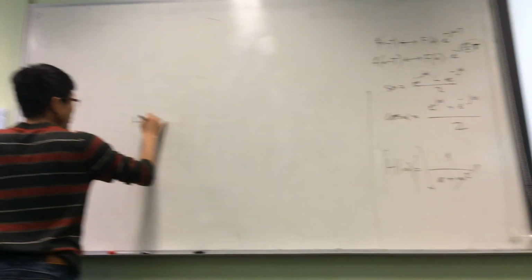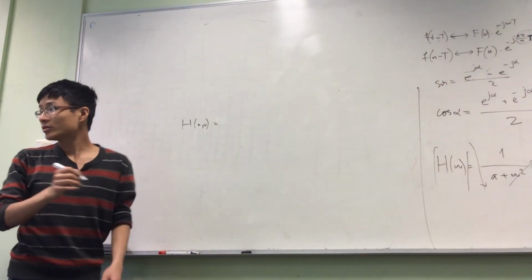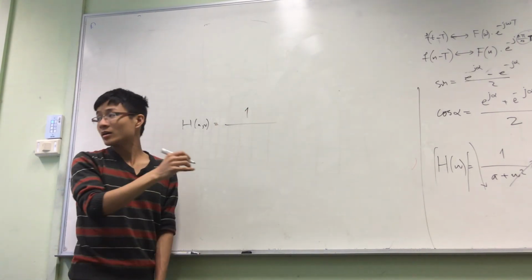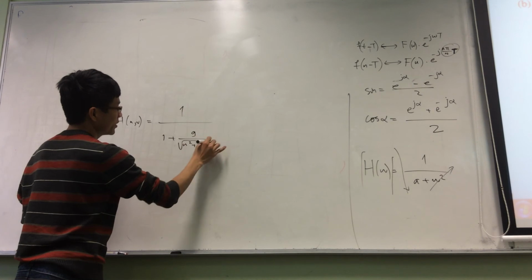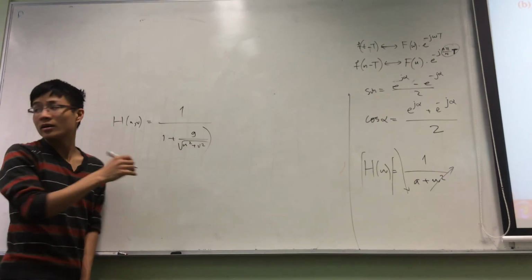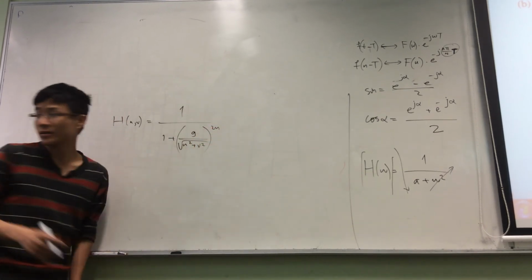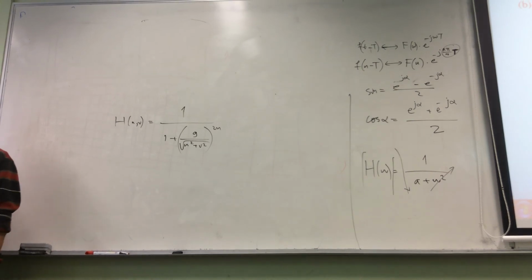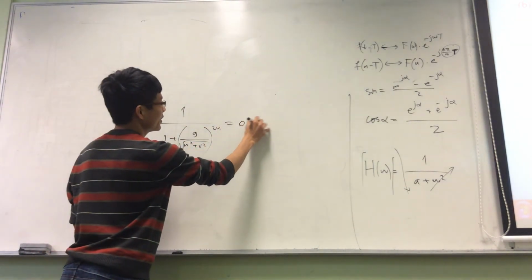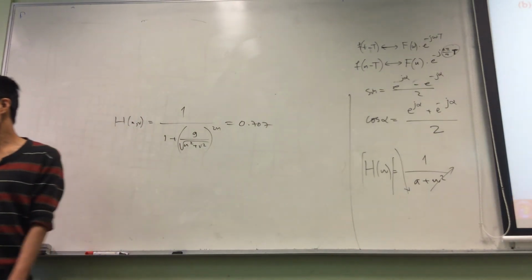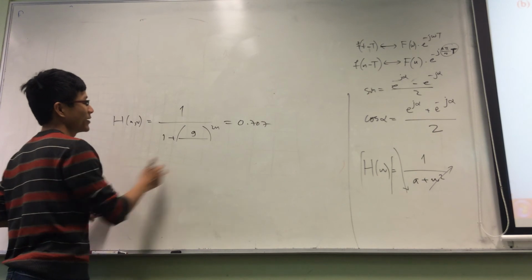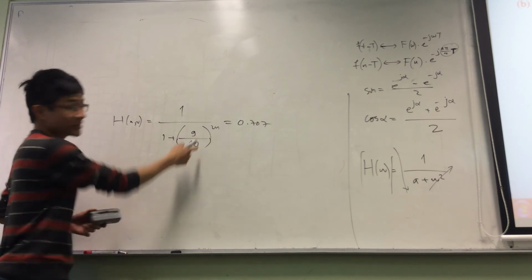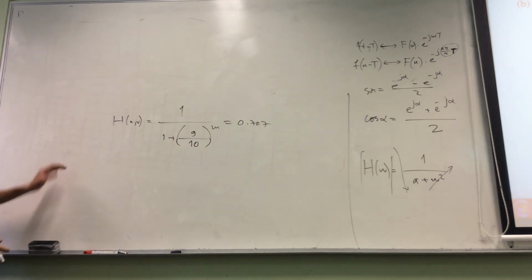H(u,v) equals 1 over 1 plus (D0 over the square root of u square plus v square) to the power 2n. So you got high pass. You're given this one with no less than 0.707. And you got u square plus v square is 10. I'm solving that equation.